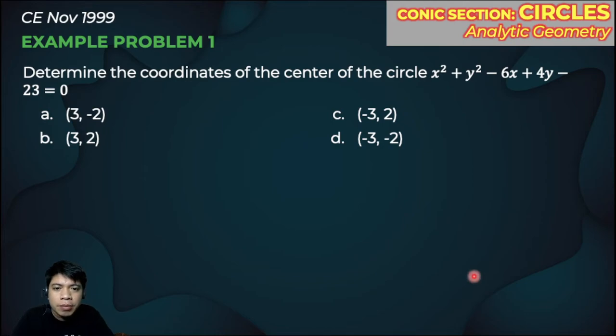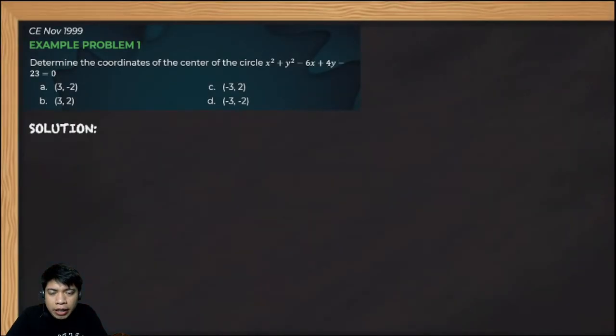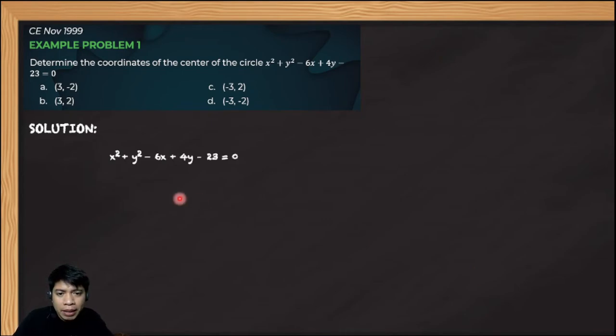Okay, so let's solve this problem so that we can understand deeper this topic. Determine the coordinates of the center of the circle: x squared plus y squared minus 6x plus 4y minus 23 equals 0. Okay, so let's solve this, guys. Ang una natin gawin is of course this equation. Ito yung pinag-uusapan natin na equation: x squared plus y squared minus 6x plus 4y minus 23 equals 0.